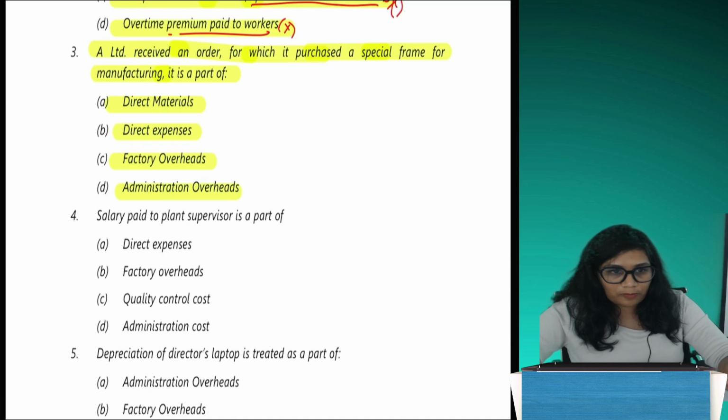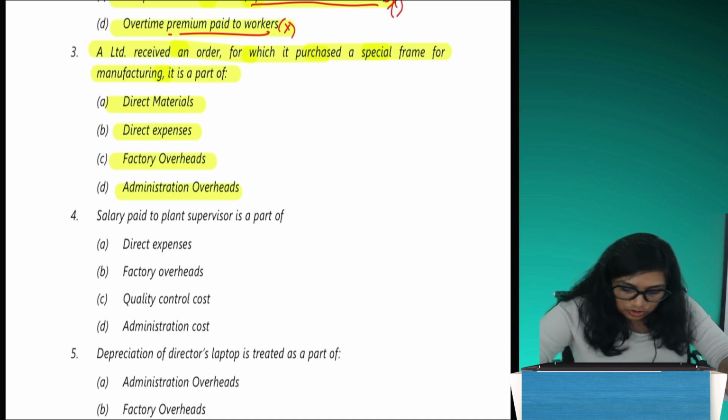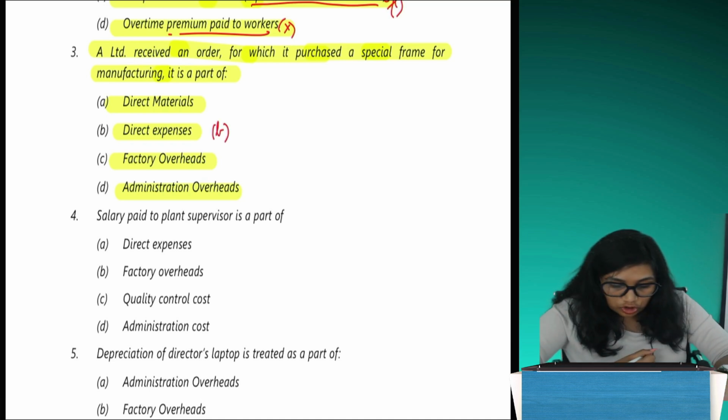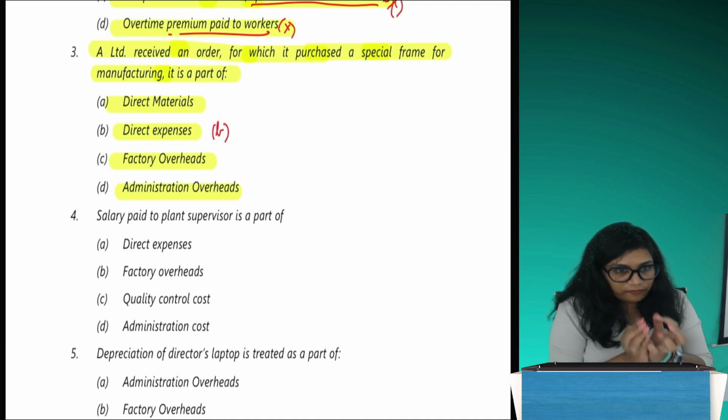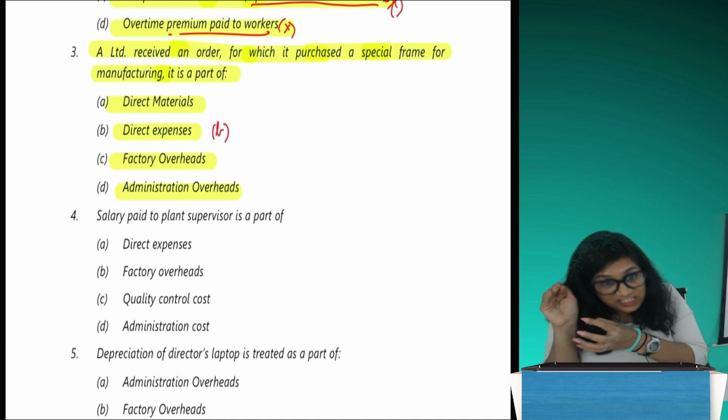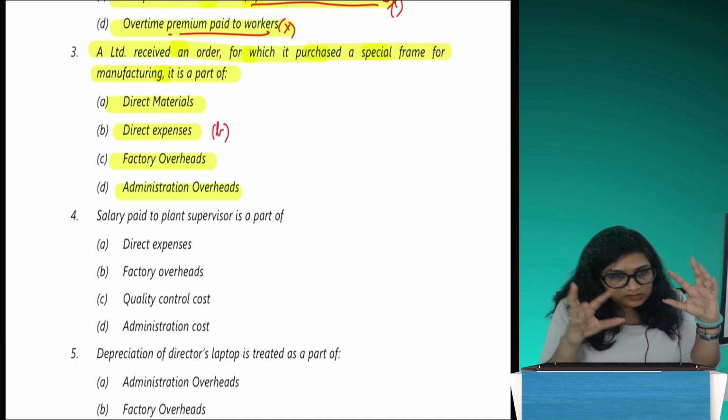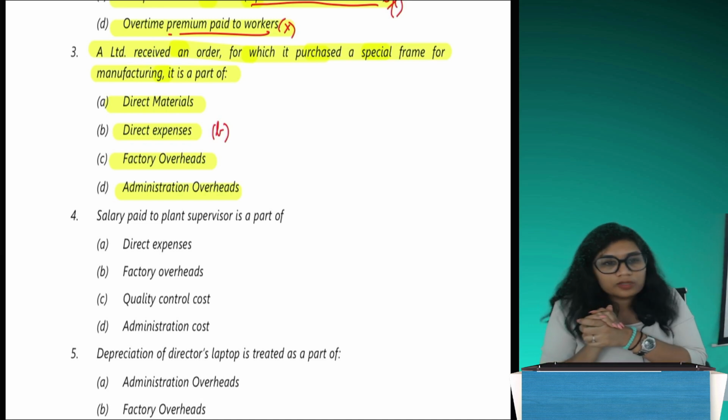Now question is it research and development cost? No, it has nothing to do with research and development, so it can't be research and development. The question could be between admin and factory. Again, direct is not related to factory in any way, so it has to be admin overhead. So answer is A, yes. But if I were to go one step further and ask you which administration overhead, will it be related to production or general? It will be general administration overhead.